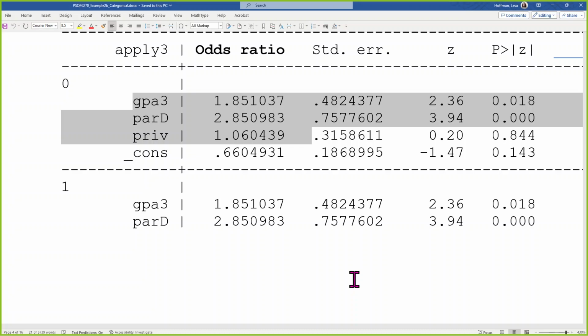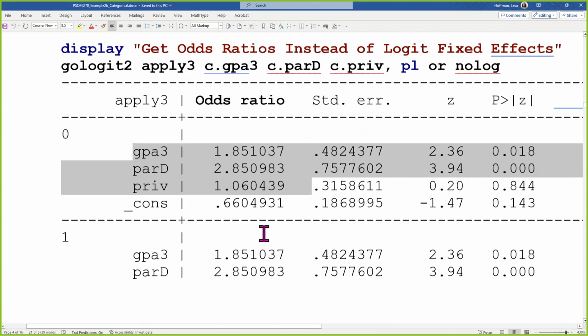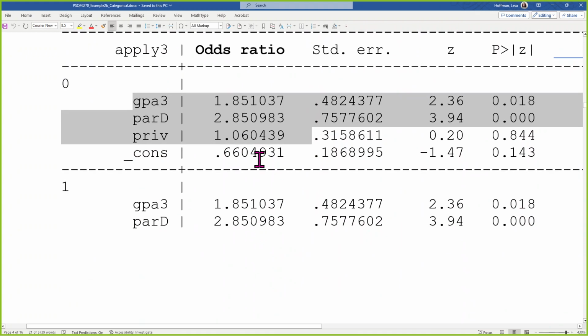An odds ratio of 1 is a slope of 0. So 1 is the neutral point in odds ratios. That means you're just as likely to or to not. So then these are positive slopes up above, so they all have odds ratios above 1.